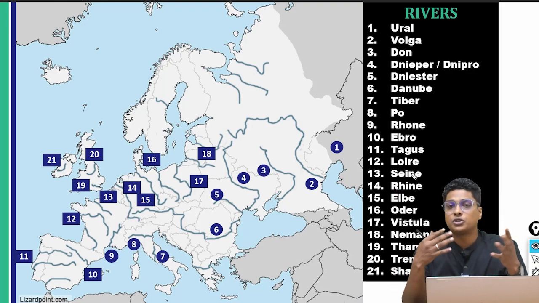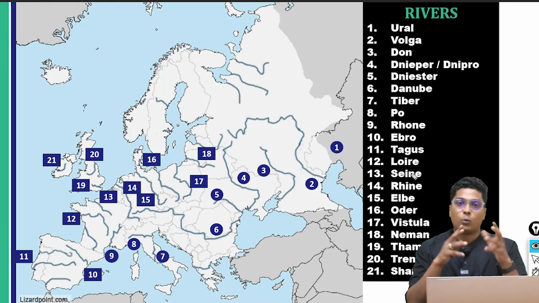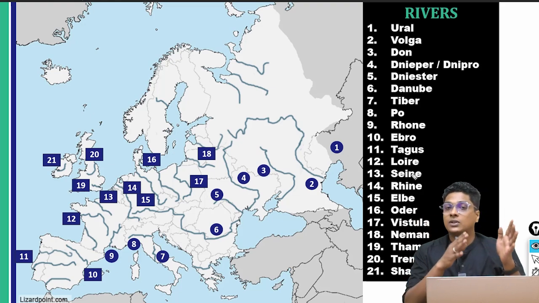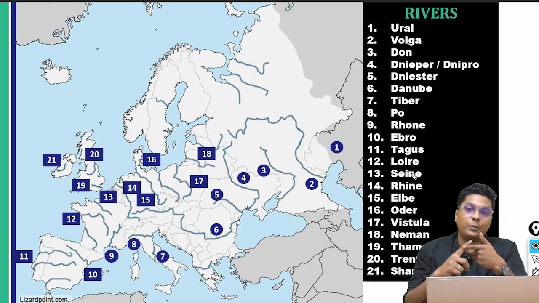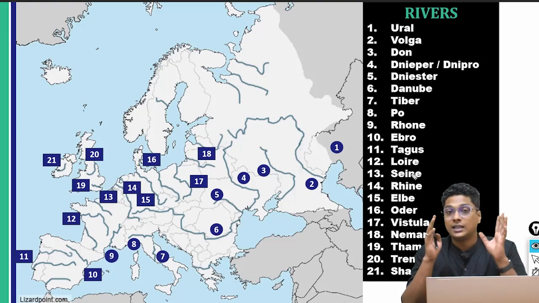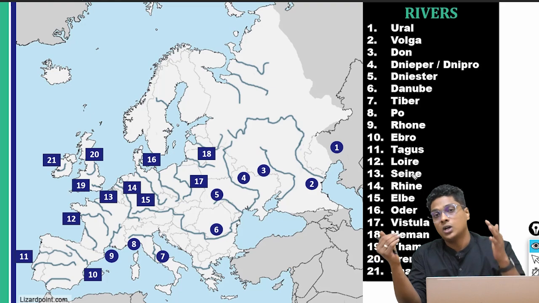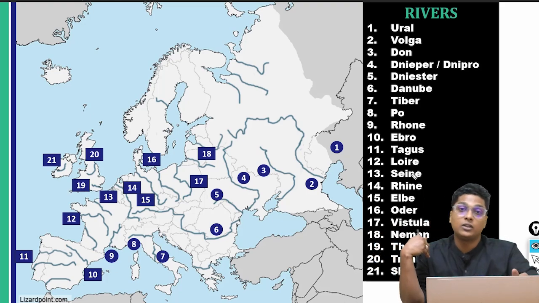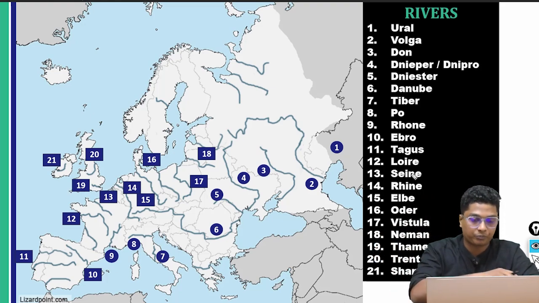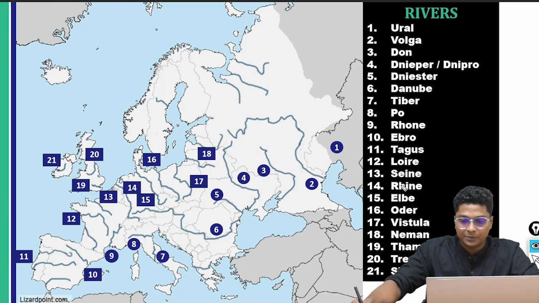So different types of questions you can expect based on the rivers. One type of question they have already asked, rivers where they are flowing into. Another would be the bordering rivers. Or another chance is that they'll give you the cities and ask you to identify the rivers that are draining through these cities. Okay. So expect this as well.